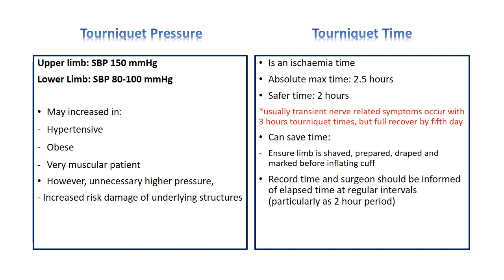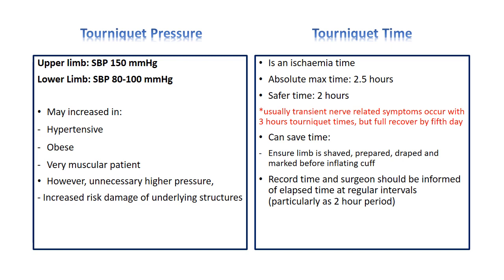So for tourniquet pressure, for the upper limb we will use a systolic of 150 mmHg while for the lower limb 80 to 100 mmHg above systolic pressure. This pressure may increase for patients with hypertension, obese and very muscular patients. However, higher pressure is unnecessary as it can increase the risk of damage to the underlying structure.